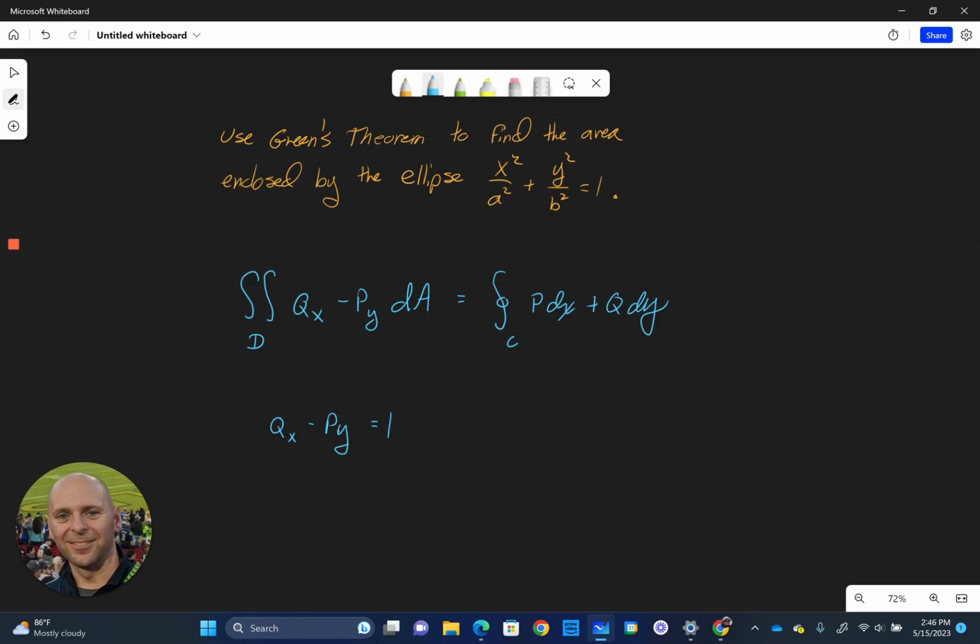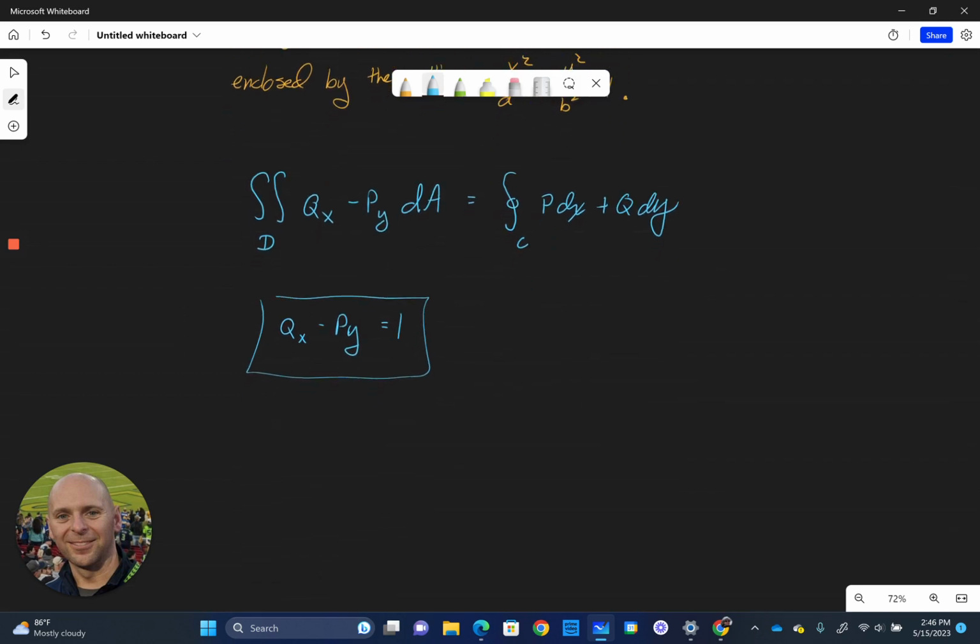The different thing about this setup is that we don't really have P and Q. We don't have a field to work with. But what this does tell us is that we can effectively choose any field, any P and Q, so long as this requirement holds. And there are several examples of things that we could use. I'll show you a few here that are some standard ones that are often taken. So we can take P as 0 and Q as x as one example, we can have P as negative y and Q as 0, and also we could have P as negative 1/2 y and Q as 1/2 x.